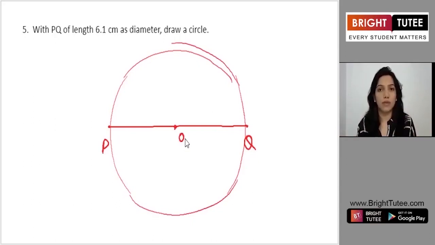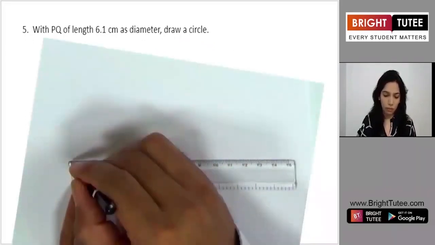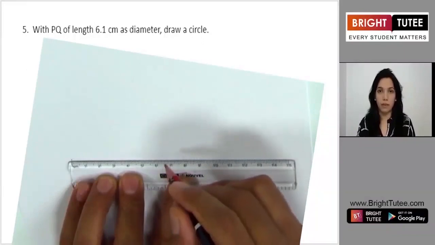But now because we are using the construction methods, compasses is what gives us the most accurate measure of the line segment which will fall as the perpendicular bisector. Let's use this. So instead of using the ruler, we will use the compasses here to draw the perpendicular bisector.